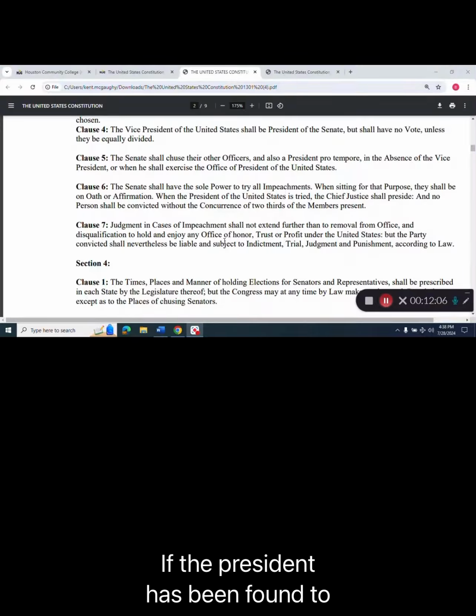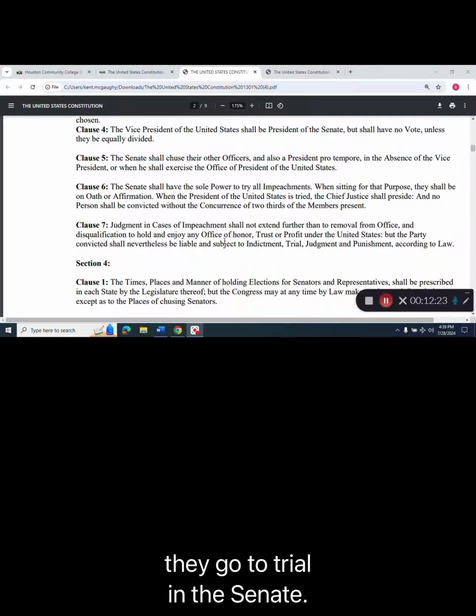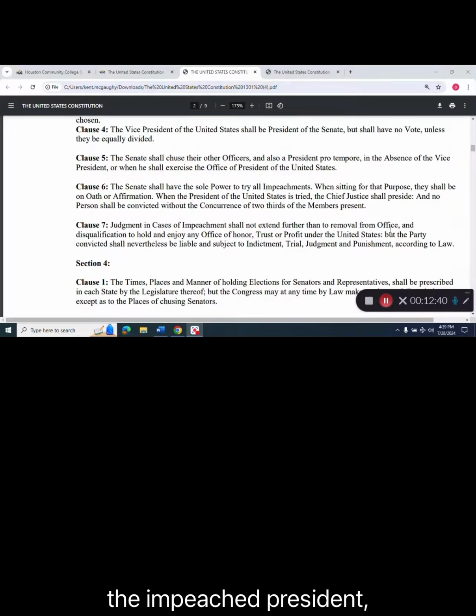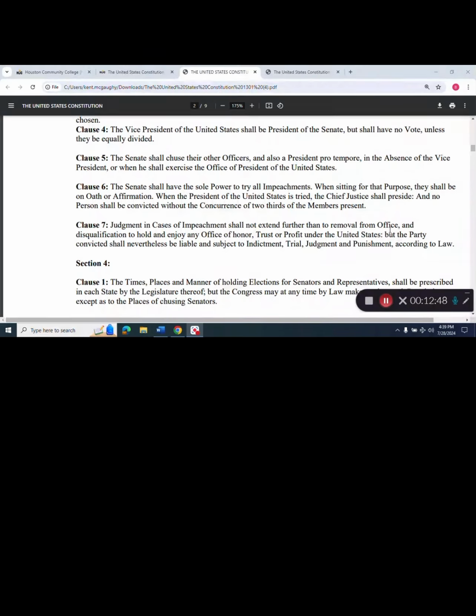If the president has been found to have done something so egregious that they can no longer legitimately serve as president of the United States, well, then the House can impeach them. And once they are impeached, they go to trial in the Senate. Now, if the Senate convicts them, as Clause 7 says, the judgment in cases of impeachment shall extend no further than removal from office. So if the Senate convicts the impeached president, then that person is no longer president. They're just a private citizen.